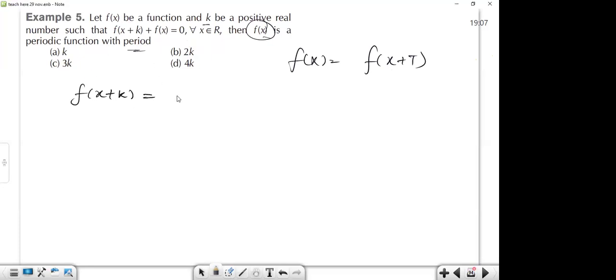Trying to simplify this, f of x plus k equals minus of f of x. Now we know we can change variables as per our convenience in the function, because we are just changing the input and the output will change itself. So let's change the input on both sides by adding something to both sides. Why are we doing so? Because if we add k here, let's say x plus 2k, this will also become x plus k, which may help us in some way.